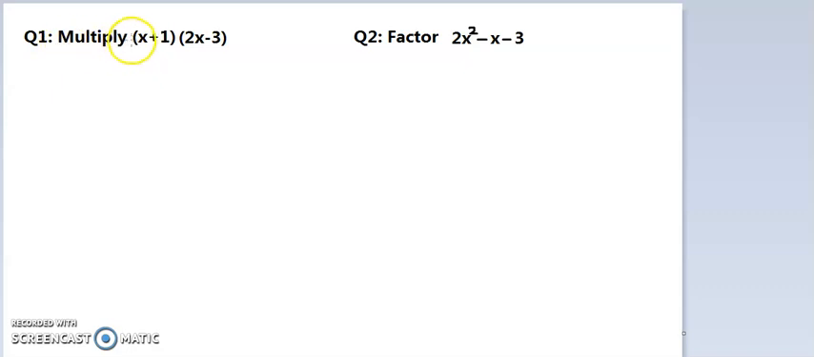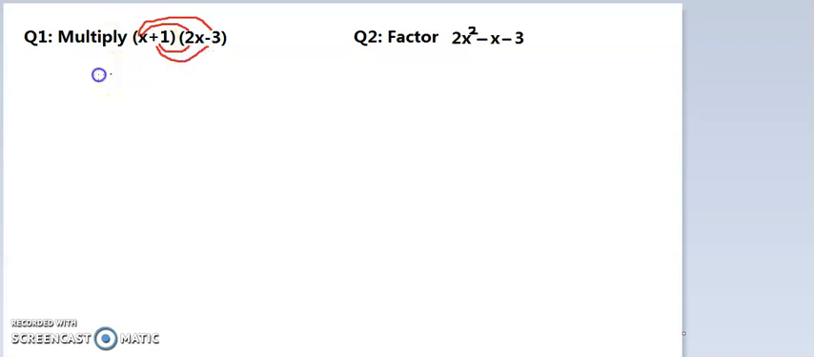The first question here we see is a multiplication question. We multiply x plus 1 and 2x minus 3. So previously when we did this question, we used the FOIL or distribution. So we do x times 2x, which gives us 2x squared. And then we do x times negative 3, that's negative 3x. And then we do 1 times 2x, that's 2x, and 1 times negative 3, that gives us negative 3. And then we combine like terms.